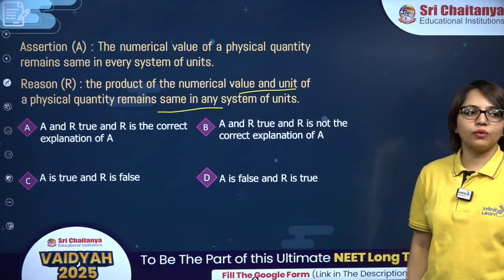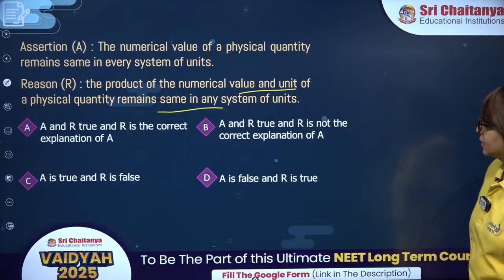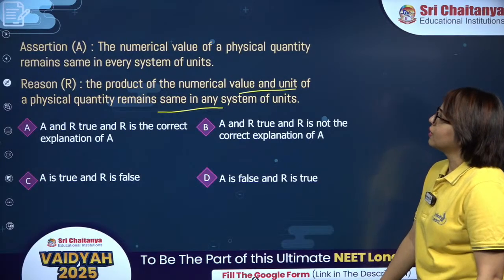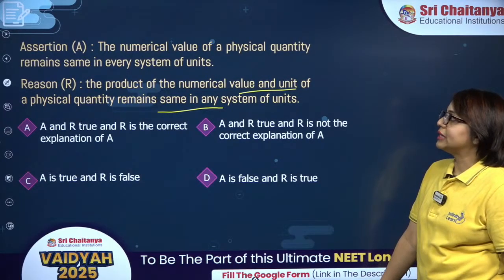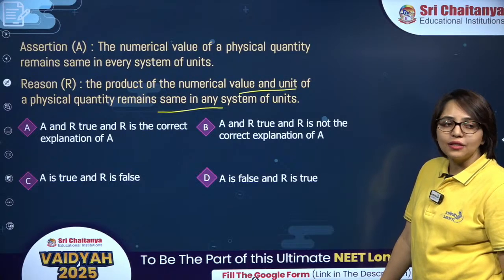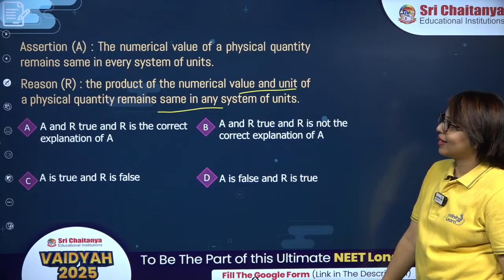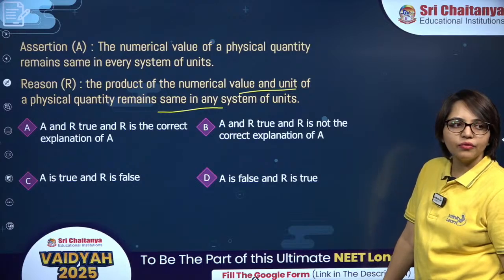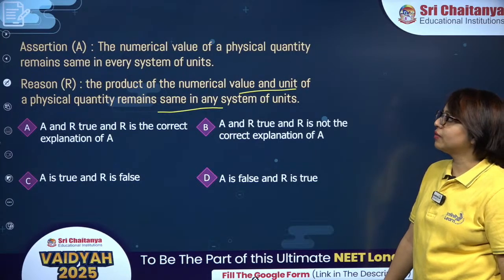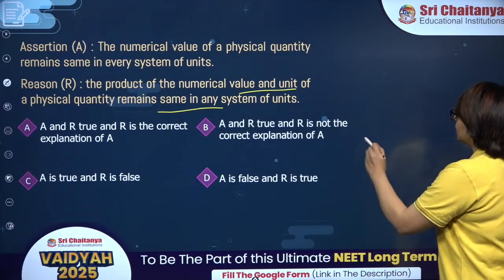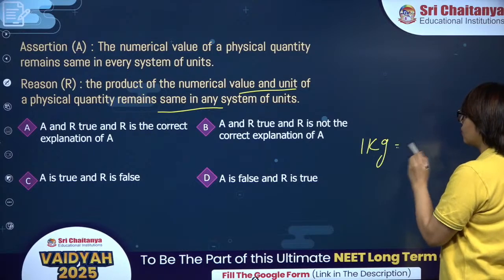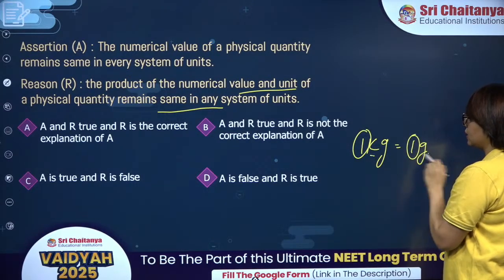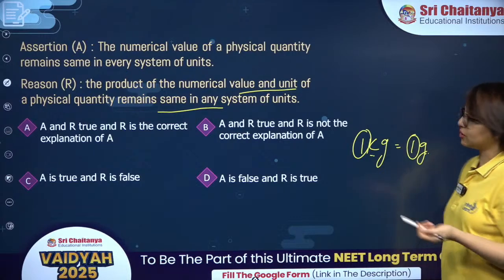Assertion, reason types question we have. According to the assertion, the numerical value of a physical quantity remains same in every system of units. Is it true? It says that when you change the system of unit, the numerical value will not change. So that means 1 kilogram should be 1 gram. Numerical value is not changing even though you are changing the system of unit, which is not true, right?